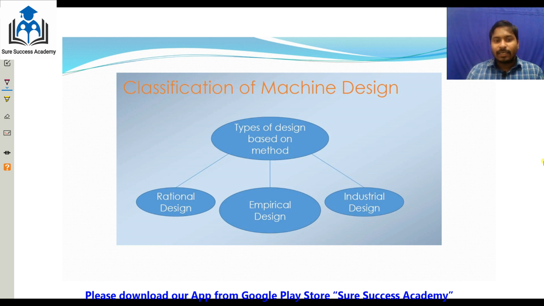So friends, classification of machine design based on the method. Based on the method, it is called rational design, empirical design and industrial design. There are three types based on the method: one is rational design, one is empirical design, one is industrial design.